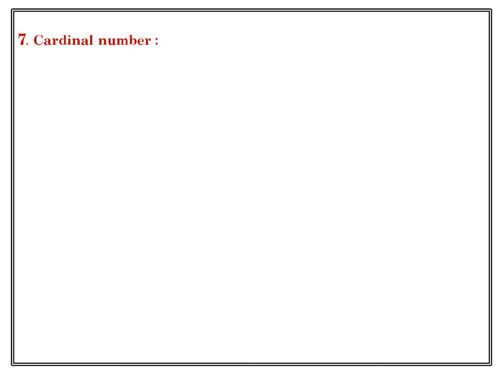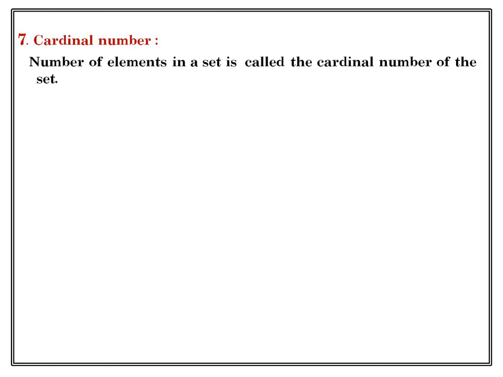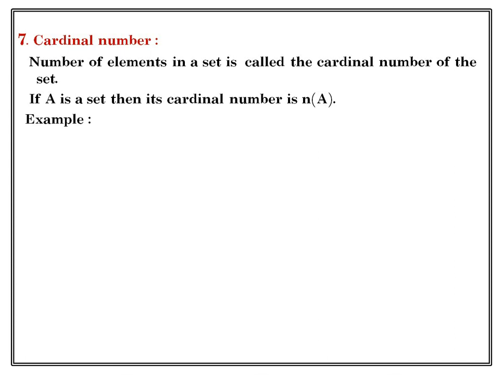Next one, cardinal number. What is a cardinal number? The number of elements in a set is called the cardinal number of the set. If A is the set, its cardinal number is represented by n(A), a small n with capital A within brackets. Example: A = {1, 3, 6, 8, 9}. Then the cardinal number of A is written as n(A) = 5, because we have 5 elements here. So 5.